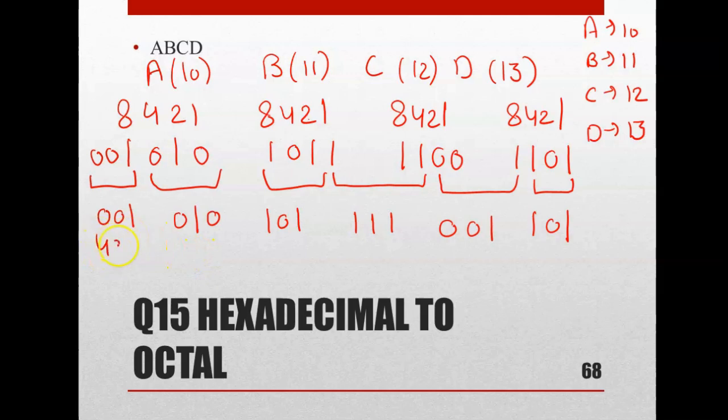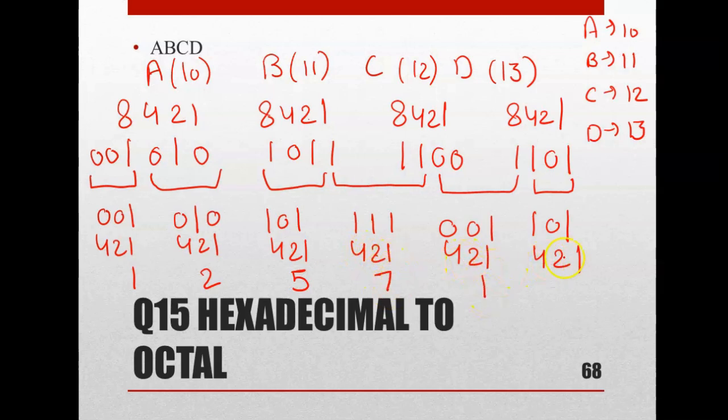Well, it is 4, 2, 1 for each group. Then go for it. We have 1 here. Then we have 2 here. Then 4 plus 1 is 5 here. Then 4, 2, 6 plus 1 is 7 here. Then 1 here. And 4 plus 1 is 5 here. So in total, the answer is 1, 2, 5, 7, 1, 5, in octal with base 8.